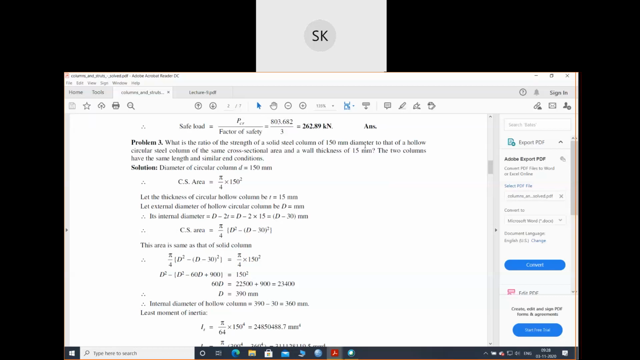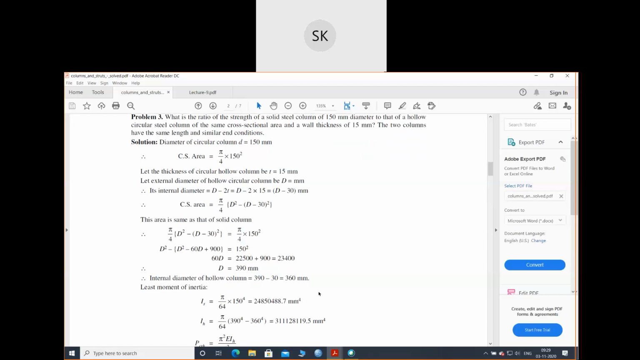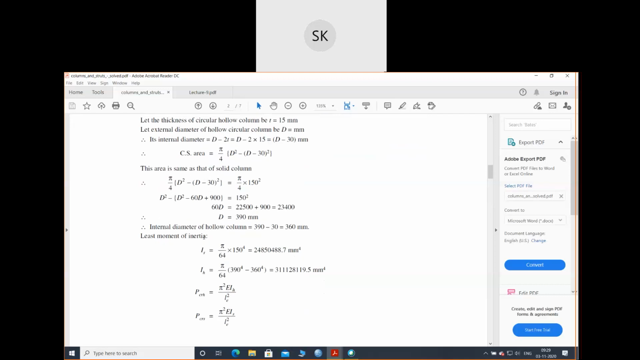It is said in the question that the area of the steel column and the hollow section is the same. So equate the area of both the sections and you'll get the D value. From this D value, the external diameter is 390 and the internal diameter is 360 mm. Once we have got D, we can find the value of I. For a simple circular column, it is pi d4 by 64, and for the hollow section, it is pi by 64 times external diameter to the power 4 minus internal diameter to the power 4.